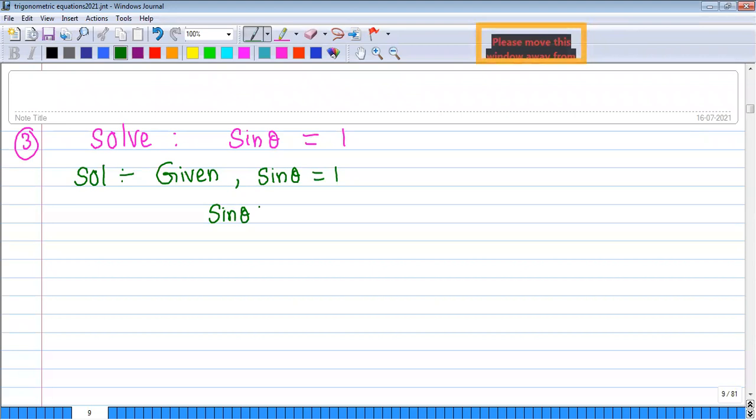Sir, can you show the previous page? Why not? One minute, let me complete this one. Definitely, I will show. Okay.